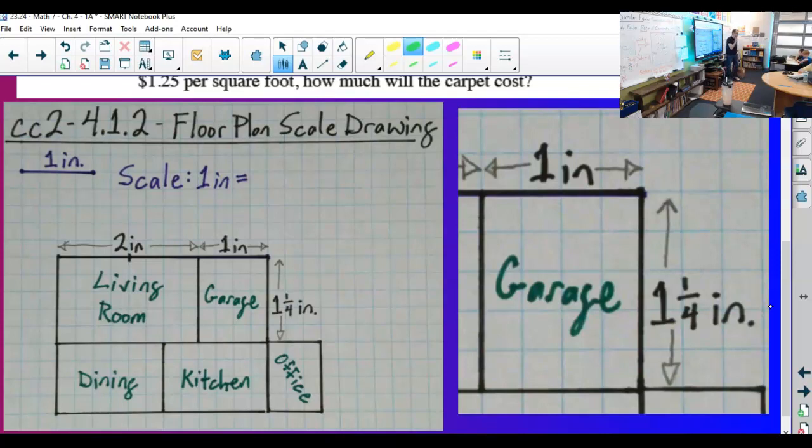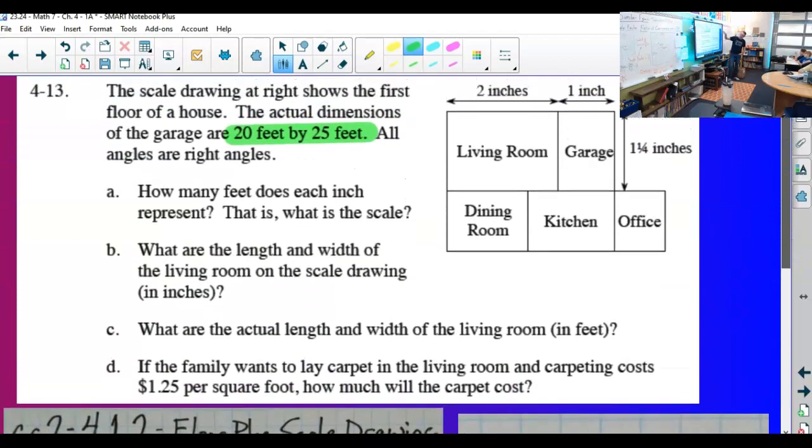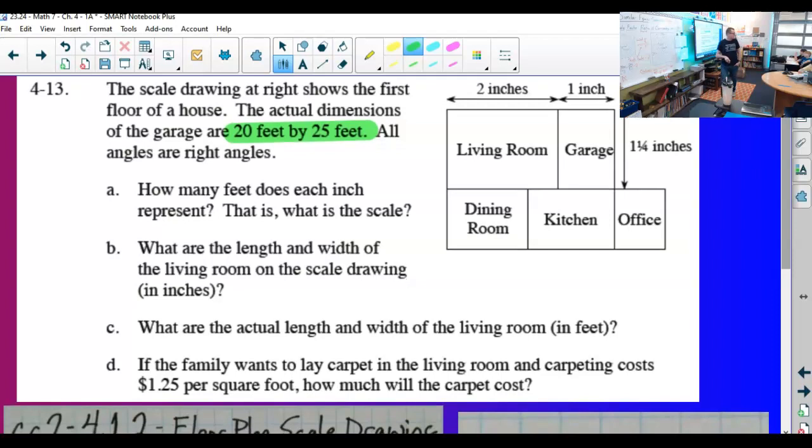But we don't know how many feet that represents. We do know the garage is 20 by 25. Do you know how I can match up my 20 and my 25 with which sides they would go to? Yeah, because we have a shorter and a longer, and a shorter and a longer.